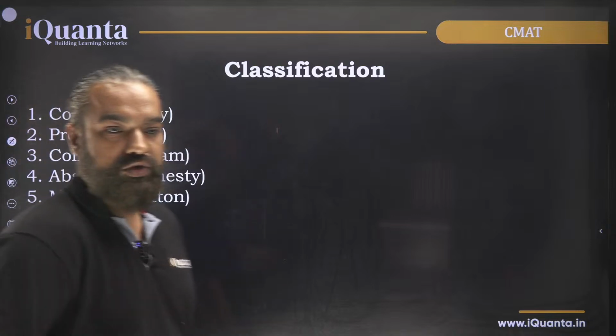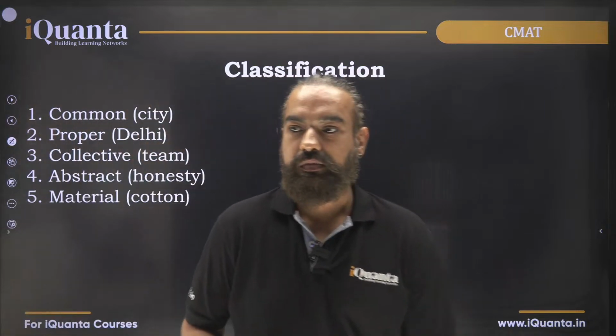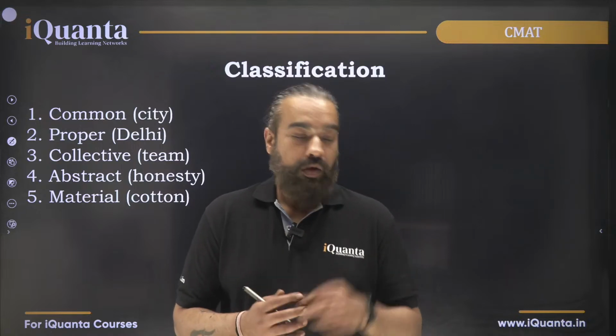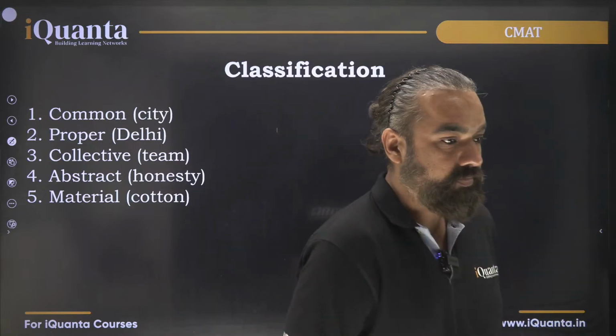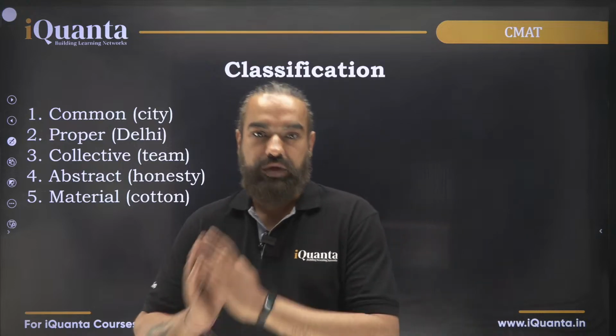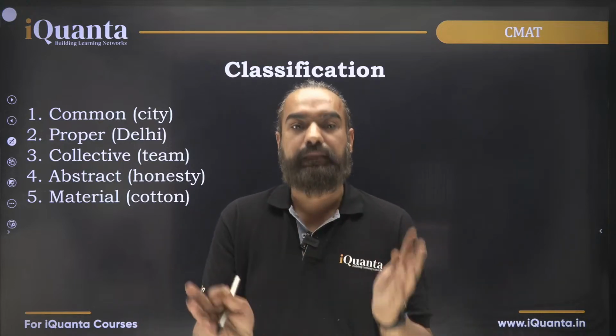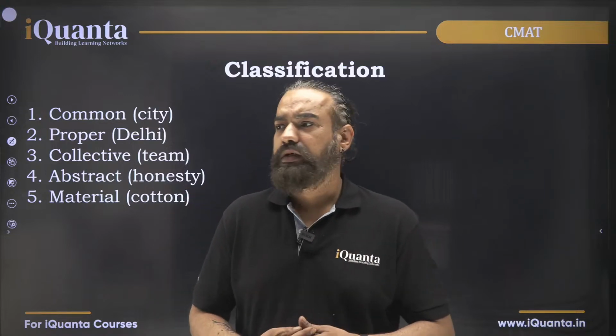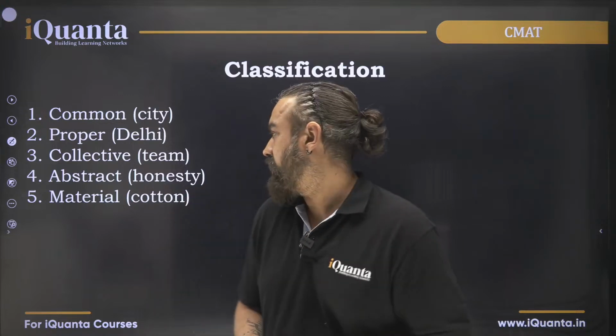Abstract nouns are those nouns which you cannot touch. They're known as intangible. Things you can only feel. You can see them. You cannot touch them. All right. For example, love, hate, warmth. All these are abstract nouns.